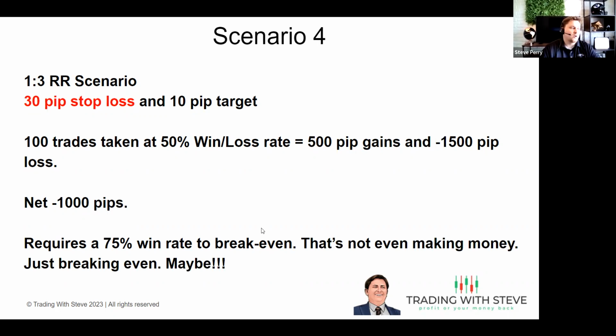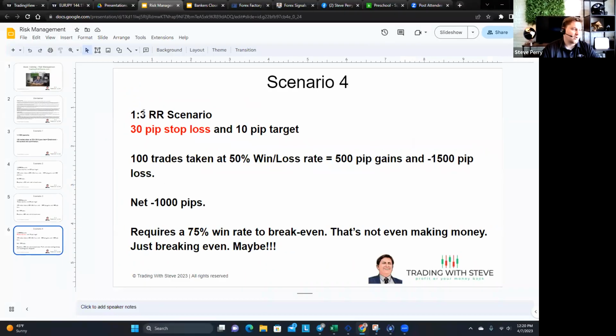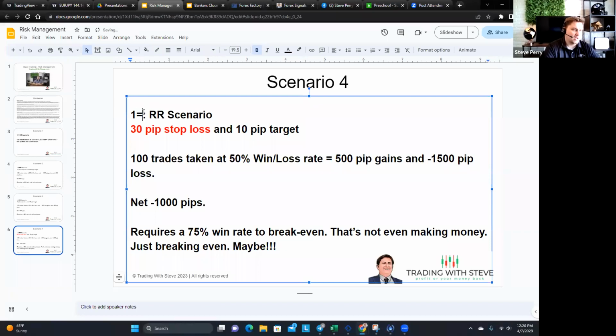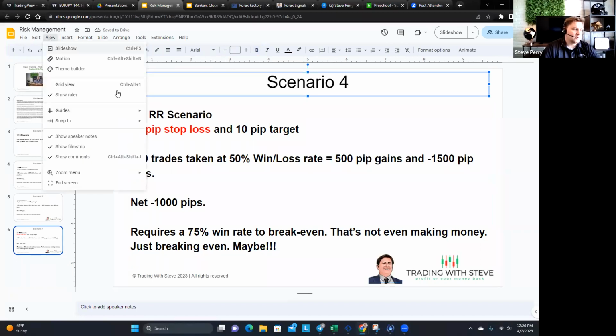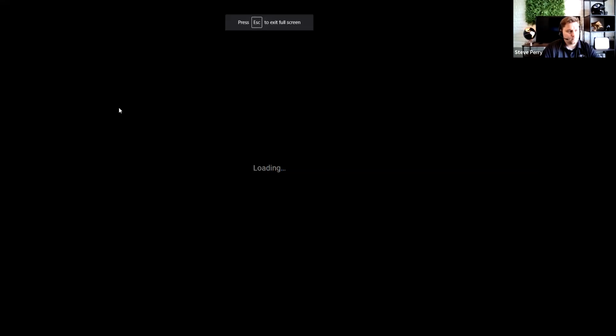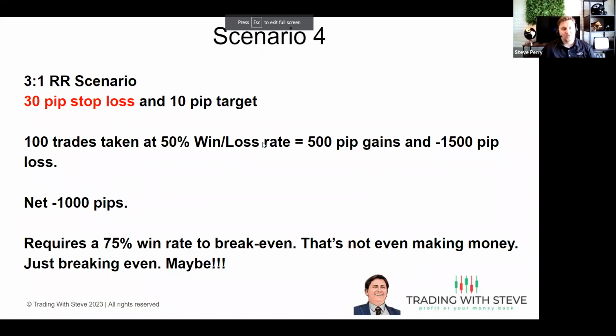Okay. So, oops, I got this backwards. Let me fix this real quick. I want to change this to a 3 to 1. There we go. Okay, so a 3 to 1 is the exact opposite of what we just talked about. So it's a risk to reward: you're risking 3 units of whatever you're risking versus 1 possible unit of reward.